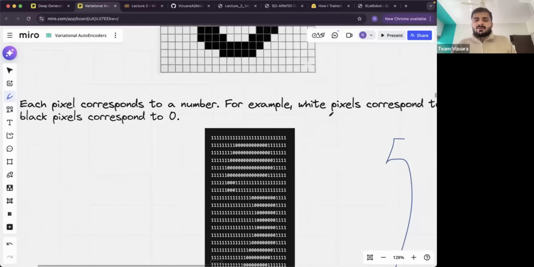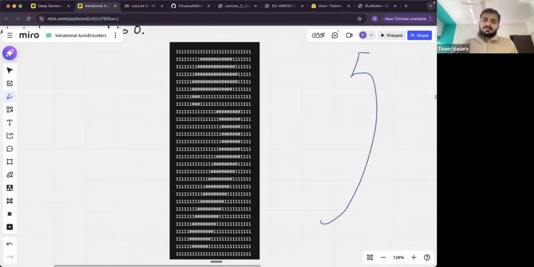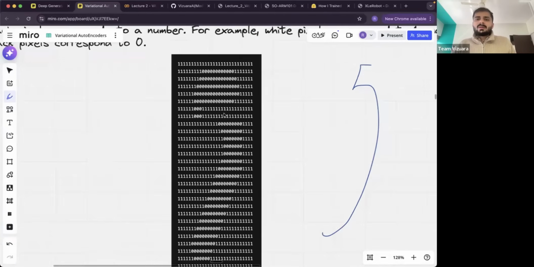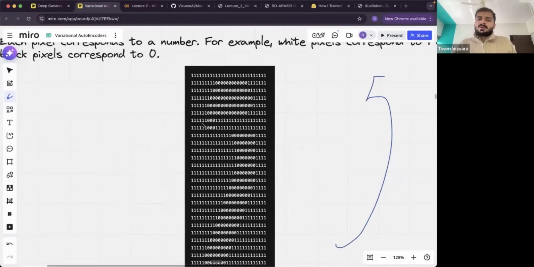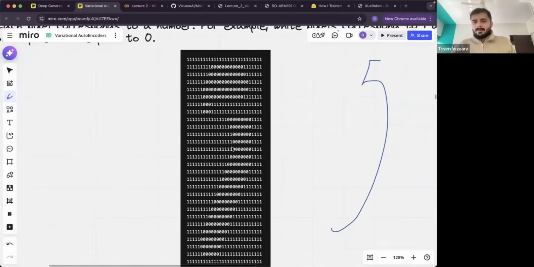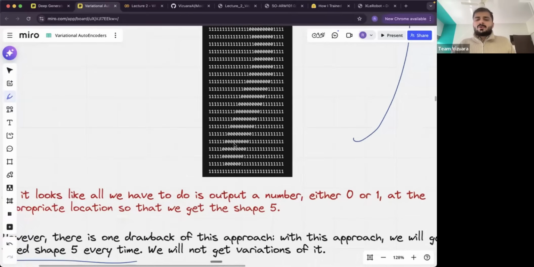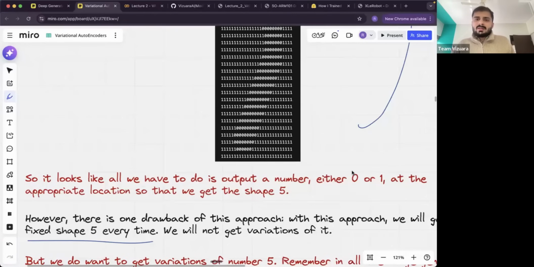So the number 5 looks something like this. You can see here it vaguely looks like a 5. Wherever we have black, you can see the values are 0, and the rest of the places are white, so the values are 1. To generate a number 5, we want our decoder to predict something like this. So it looks like all we have to do is output a number, either 0 or 1, at the appropriate location so that we get the shape 5.